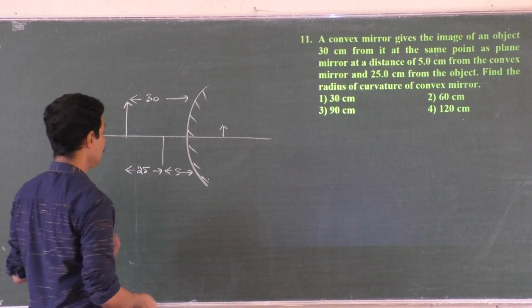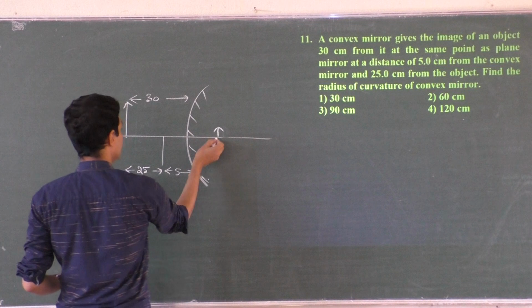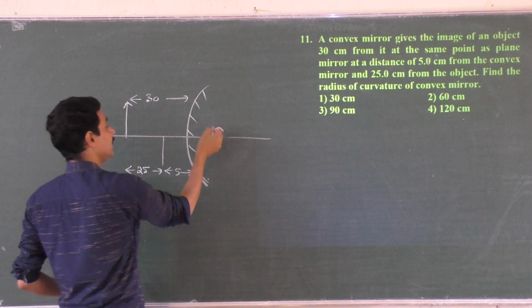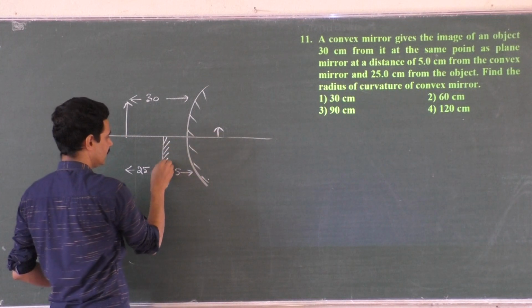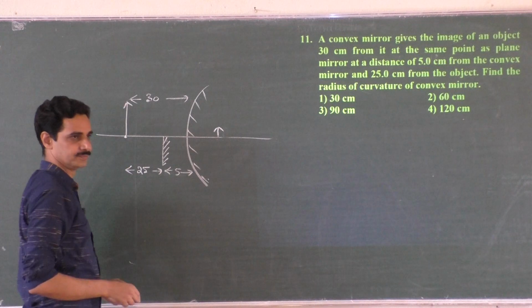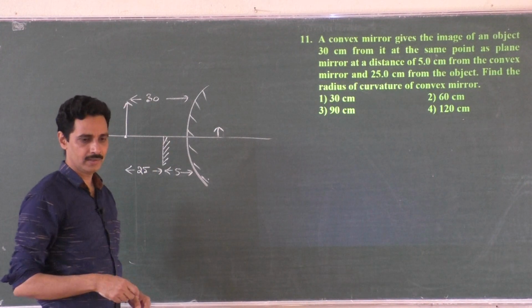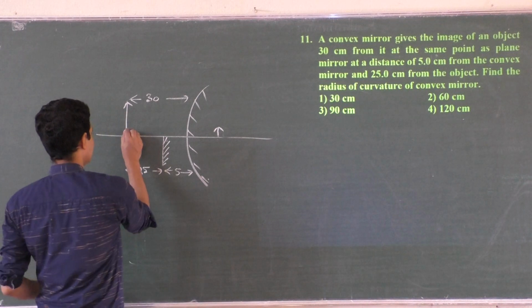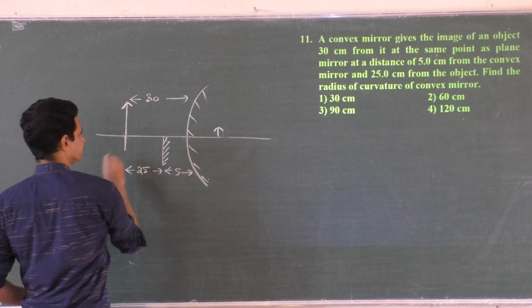So an object has to be placed, a mirror has to be placed, and now the argument is that the convex mirror forms the image at the same point as a plane mirror forms. For the plane mirror also this is the image, this should be the silvered side and this should be the object side, the reflecting side. Now if both are forming the image at the same point, that object should be visible for both the mirrors, right? So I will extend the object like this. Hope you are following this. I will extend the object.